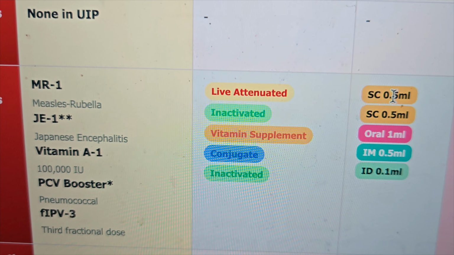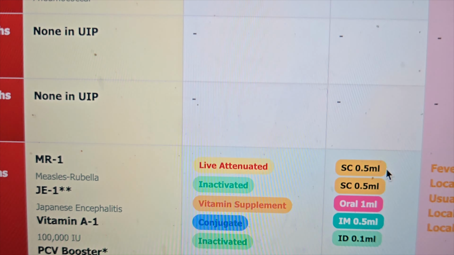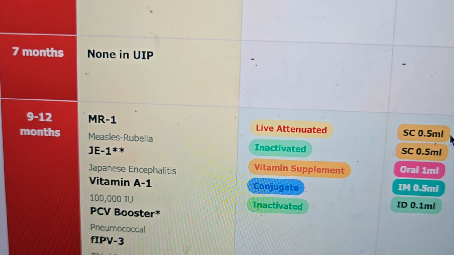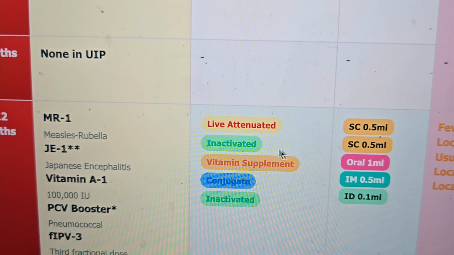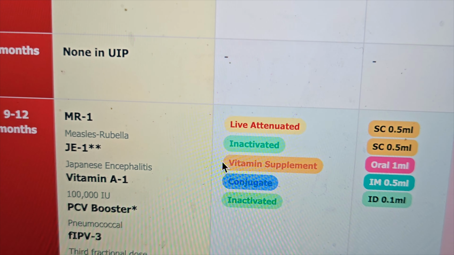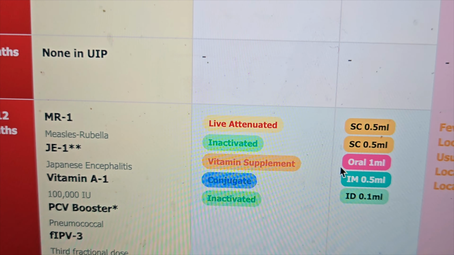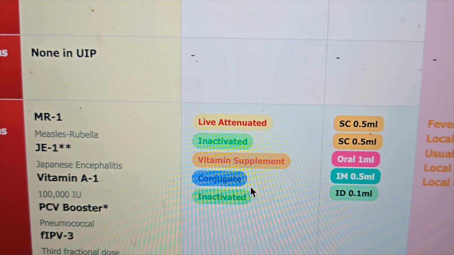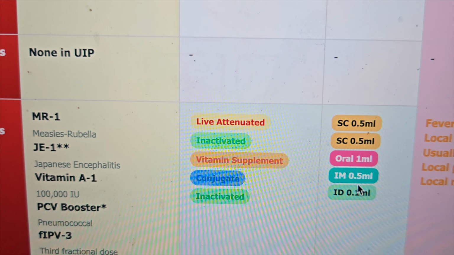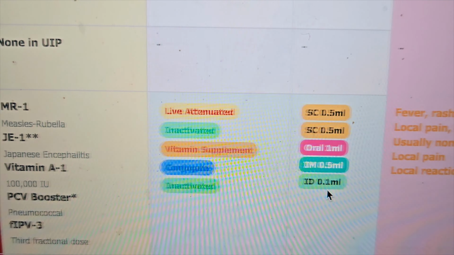So, measles rubella is given subcutaneously 0.5 ml. So, understand that subcutaneous vaccines will start only at the 9th to 12th month. You can remember like this: measles rubella, and Japanese encephalitis is also given subcutaneously 0.5 ml. Vitamin A is an oral vaccine given 1 ml. Conjugate vaccine PCV is given intramuscular 0.5 ml. Fractional IPV is given intradermal 0.1 ml.